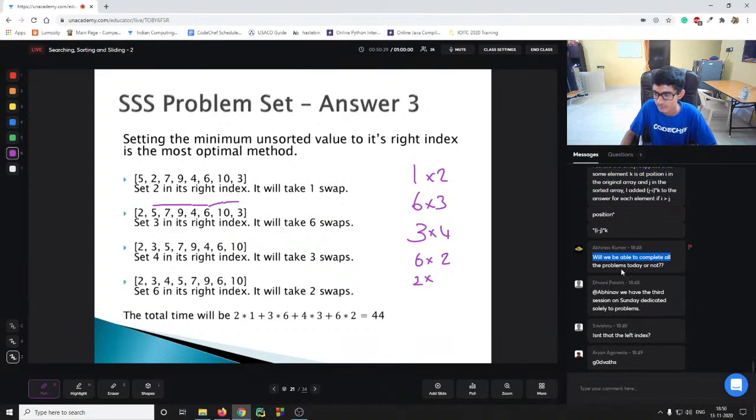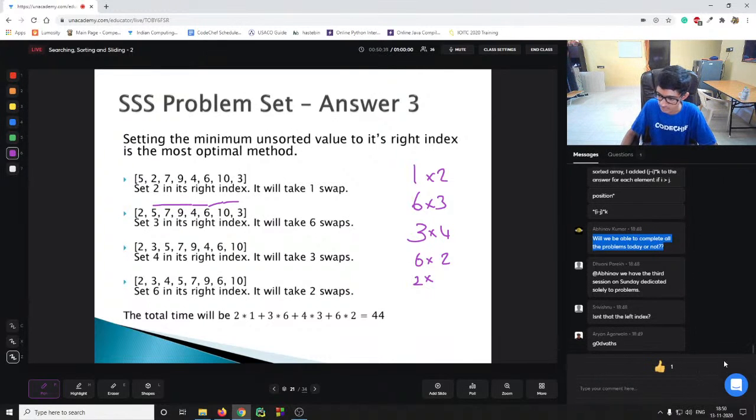Will we be able to complete all the problems today or not? No, we are going to be solving half of the problems tomorrow. So, I guess everyone got it. If you didn't, please react with a confused emoji.